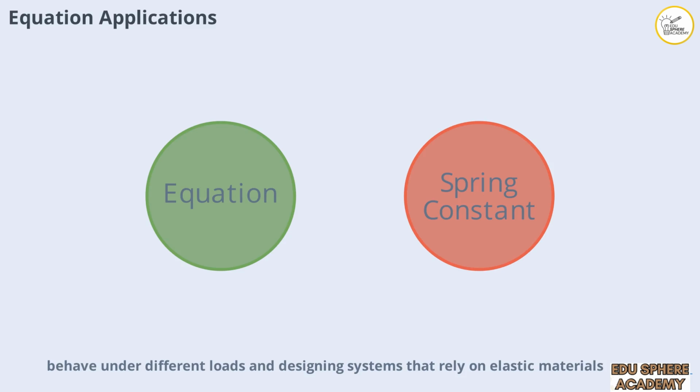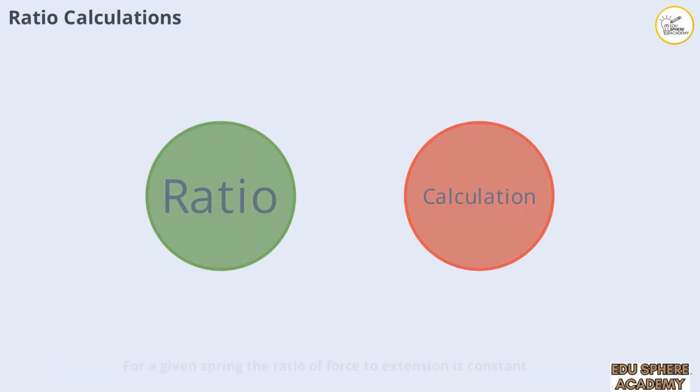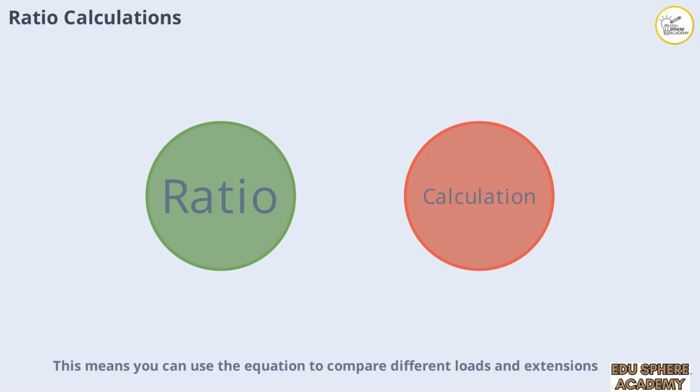rely on elastic materials. For a given spring, the ratio of force to extension is constant. This means you can use the equation to compare different loads and extensions. For example, if you know the force and extension for one scenario, you can predict the outcome for another. This method is useful in experiments and practical applications, ensuring consistency and reliability in measurements.